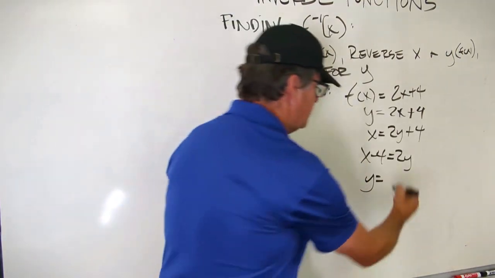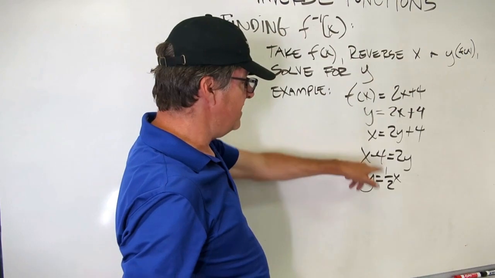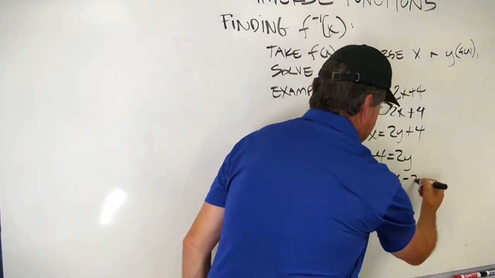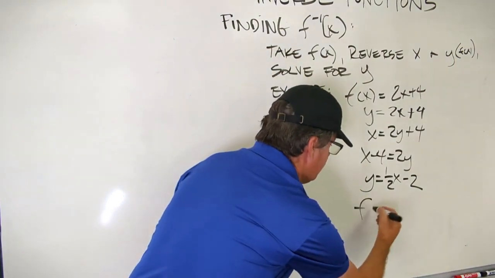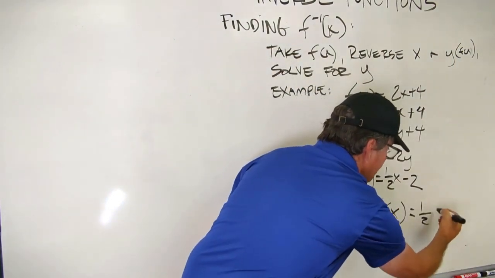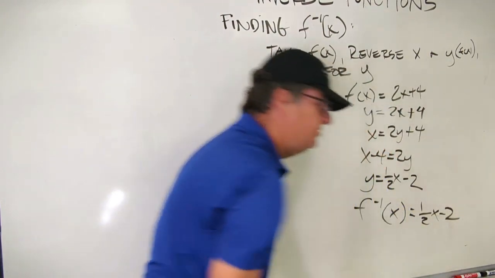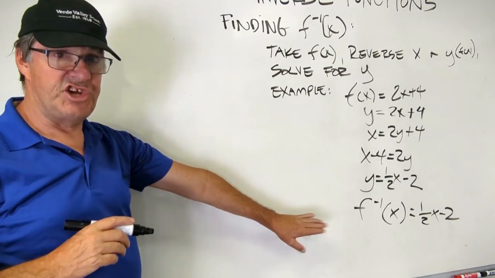x divided by 2 is 1/2 x. And negative 4 divided by 2 is negative 2. So that is my f inverse of x. So now I can write that here. f inverse x equals 1/2 x minus 2. Okay, now once you've done this, there's a check.